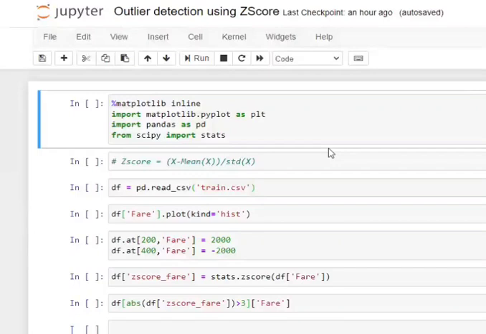So hi everyone. Today we'll try to understand what outliers are and how we can detect outliers in a numerical dataset using Z-score. So let's get started. First of all, let's understand what outliers are.